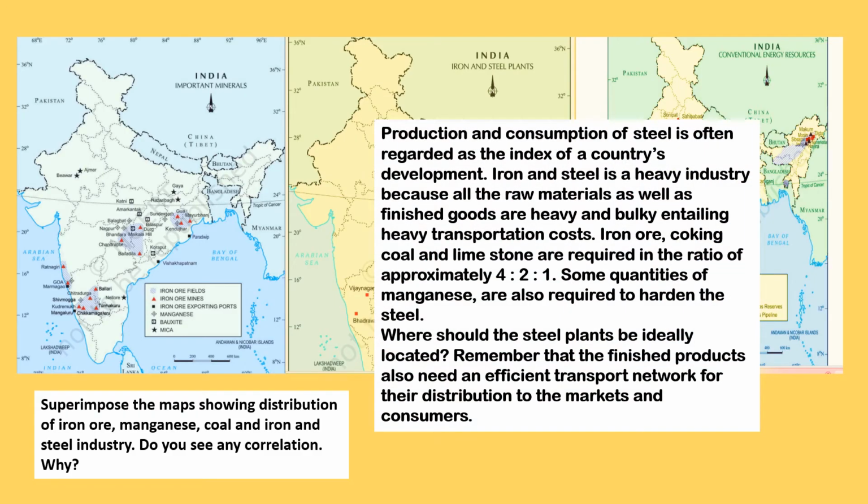So it is from the manufacturing industry. Production and consumption of steel is often regarded as an index of a country's development. Iron and steel is a heavy industry because all the raw material as well as the finished goods are heavy and bulky. So the transportation cost, everything depends. So they are all interrelated.